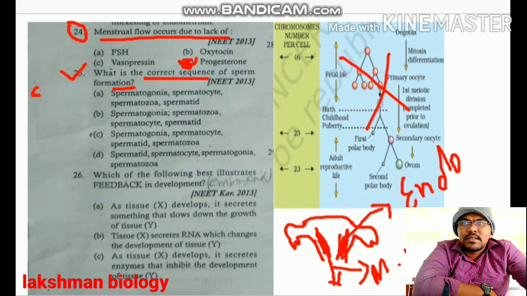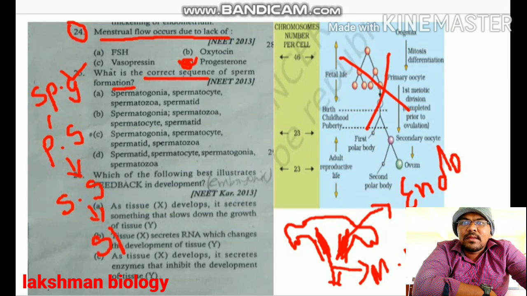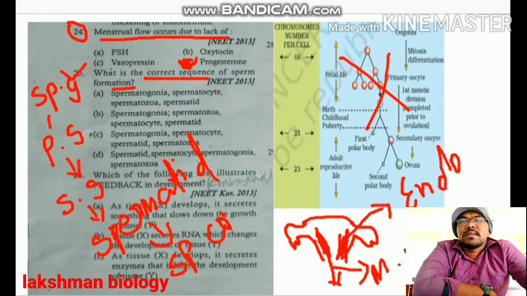First, the spermatogonia become primary spermatocyte, which becomes secondary spermatocyte, which becomes spermatid. Again the spermatid becomes spermatozoa or sperm. This is the sequence. If you see option C, they gave it correctly.